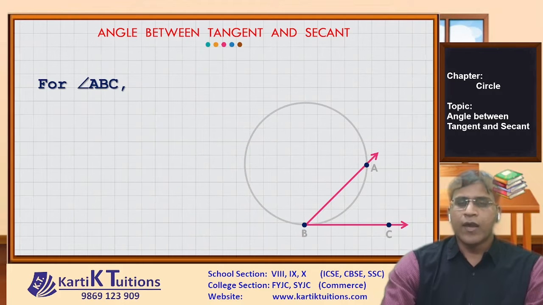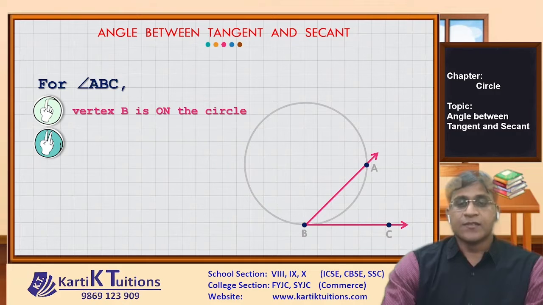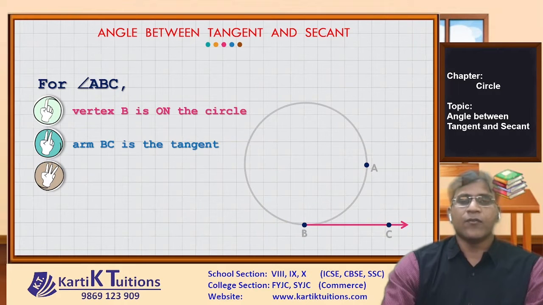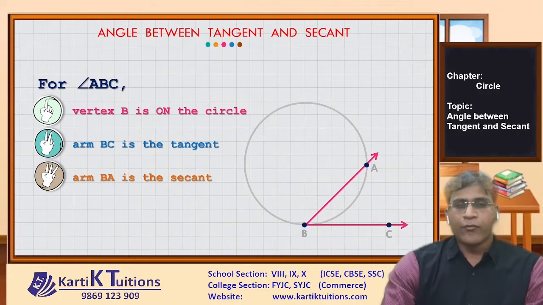Now if you observe carefully for this angle, point B is a vertex on the circle. Ray BC is the tangent of the circle and ray BA is a secant of the circle. The combination of all these 3 points gives us the angle between tangent and secant.